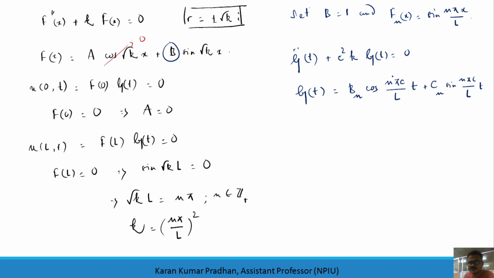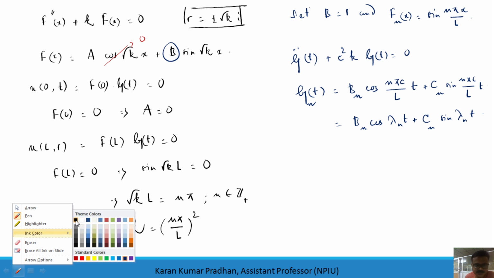Now this n pi c by L, I will consider as lambda n, say. So B_n cos of lambda n t plus C_n sine lambda n t. Because these are all related to n, for different integers you will get a different value of g. So I'll consider this as g sub n, rather than only g, since for different n you will have a different function related to your f. Now these lambda n are called the eigenvalues of the given wave equation.